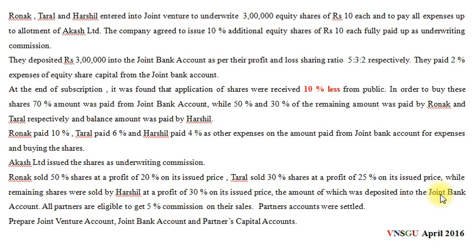Dear students, try to understand. First of all, company purchased 30,000 shares which were not purchased by general public. Plus, joint venture received 30,000 shares as an underwriting commission. It means now with joint venture, total 60,000 equity shares of rupees 10 each is available, and the value of shares is rupees 6 lakh, which are sold by the joint venture. So now let us see the working of sales made by joint venture for the shares.